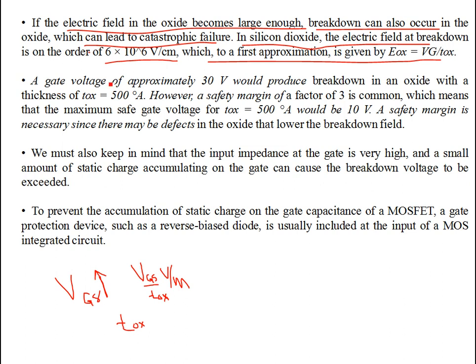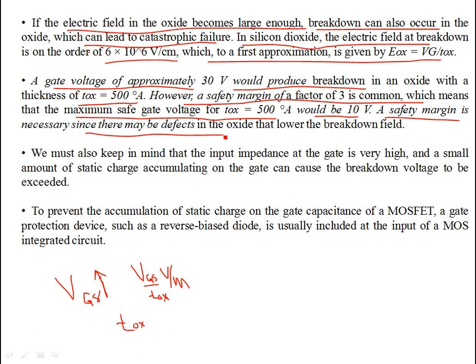For example, a gate voltage of approximately 30 volts will produce a breakdown in an oxide with a thickness of 500 angstroms. However, a safety margin of a factor of 3 is common, which means the maximum safe gate voltage for the same thickness oxide, for 500 angstrom oxide, would be 10 volts. So 3 times less. This safety margin is necessary since there may be defects in the oxide.